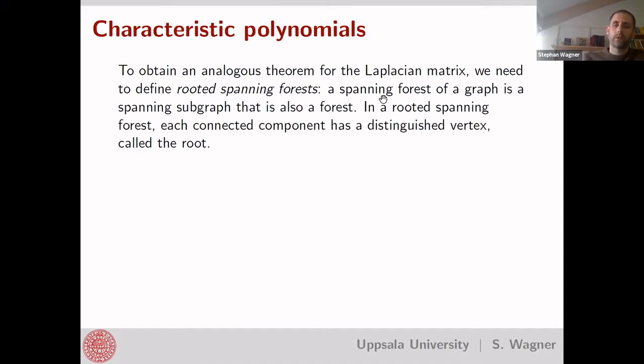And in a rooted spanning forest, each of the connected components needs to have a root, some distinguished vertex. So for each of the connected components, we fix one root. The number of ways to turn a spanning forest into a rooted spanning forest is simply the product of the component sizes. Because for each component, I have as many choices for a root as there are vertices. So the total number of choices is then just the product over all the components.